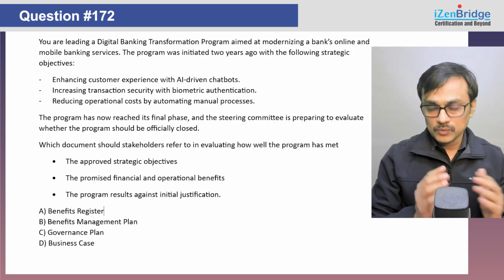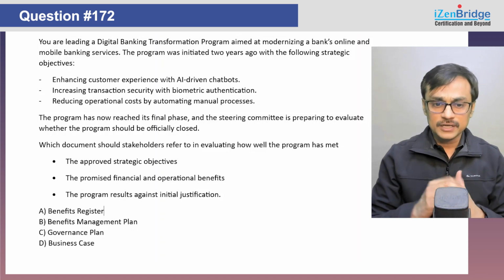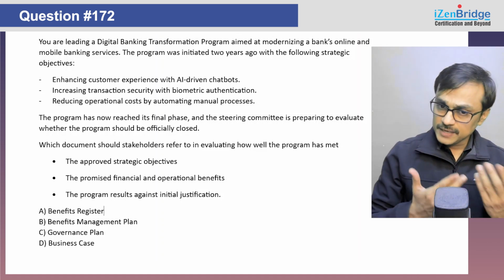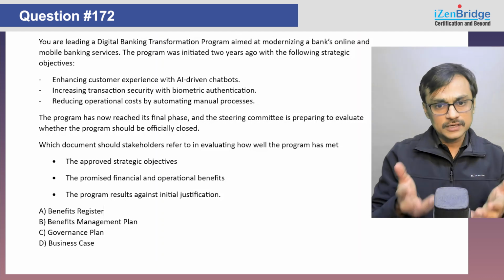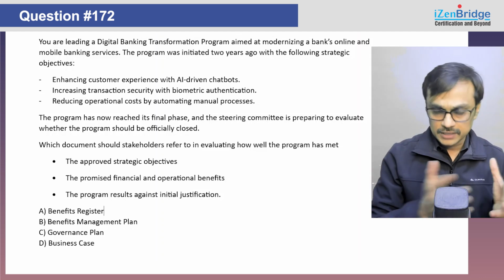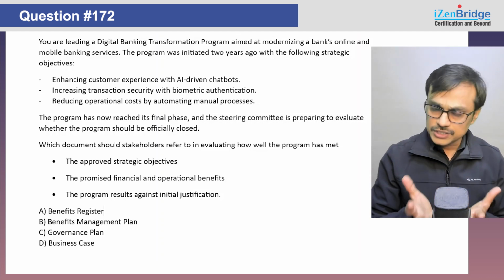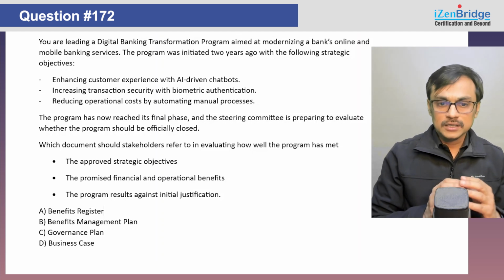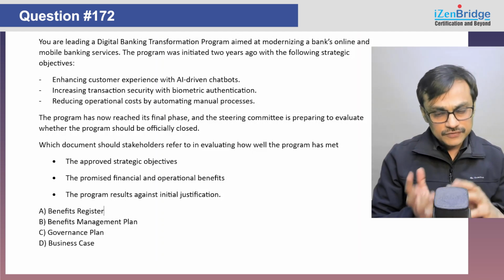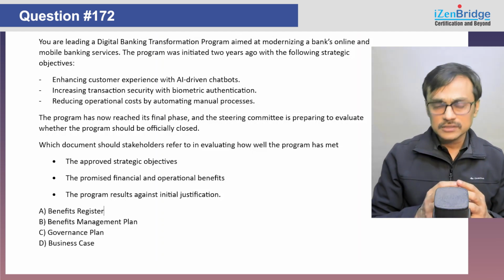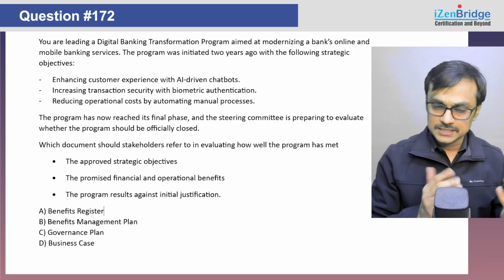The benefits, what were the benefits and what are the baselines of the benefits, can be found in your benefits management plan. The ongoing benefit is available in a benefits register as well. The current benefits register gives you the current state of the benefits. The program level justification and initial justification, that is definitely pointing to the business case.